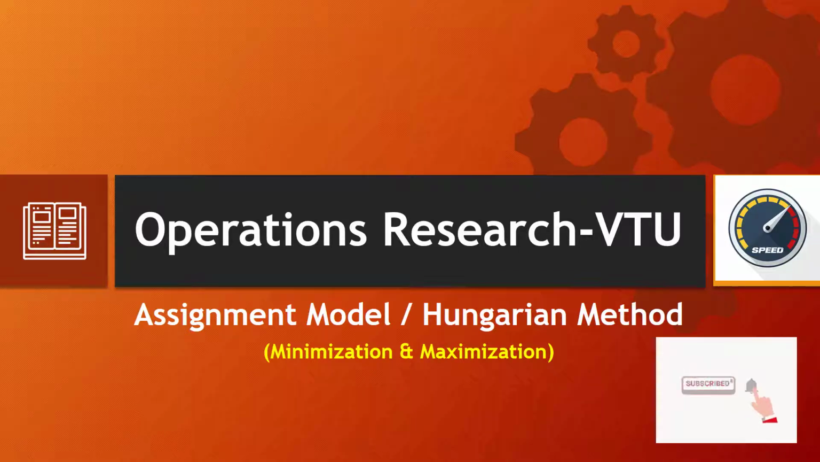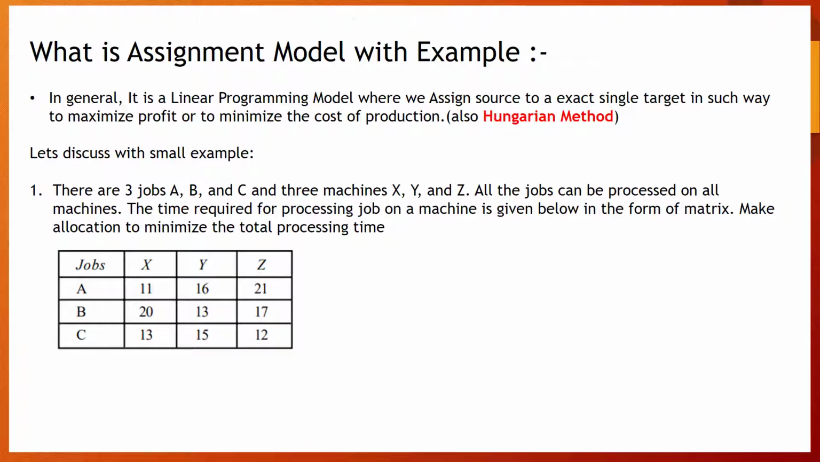So let us begin with today's problems. What is the assignment model? Let us discuss that with an example. In general, it is a linear programming model where we assign a source to exactly one target in such a way as to maximize profit or minimize the cost of production. It is also known as the Hungarian method.